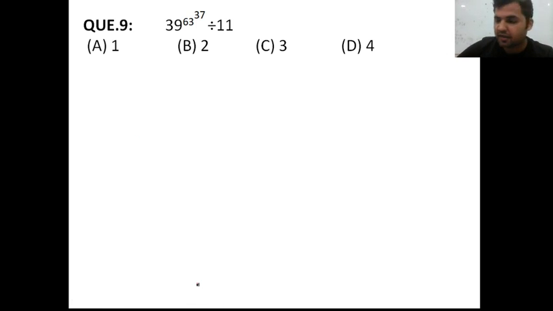Question number 9. Do this question. This is a bit advanced level question. 39 power 63 power 37 when divided by 11, what will be the remainder? Answer is not in the option.